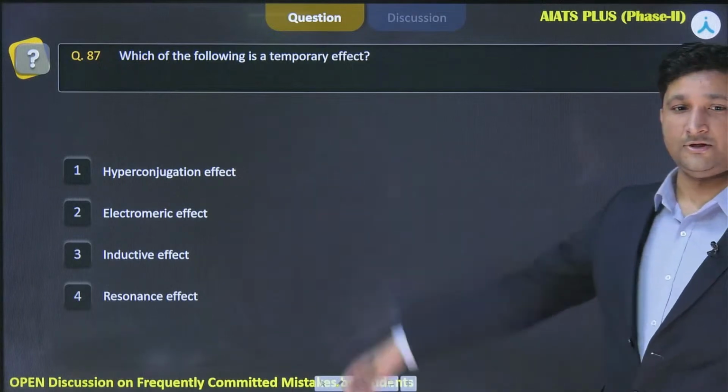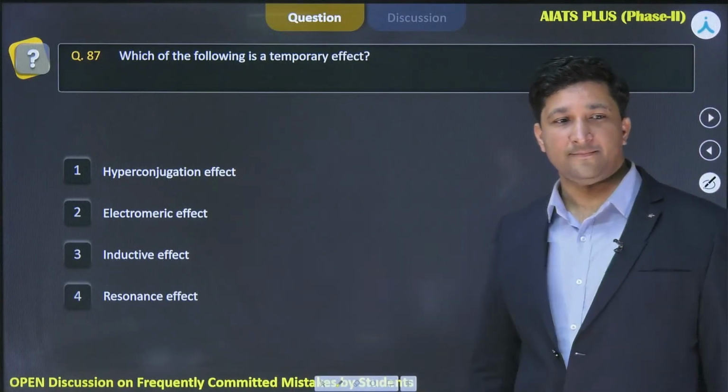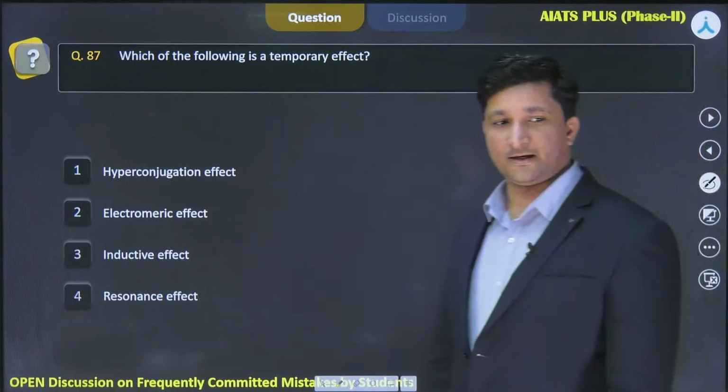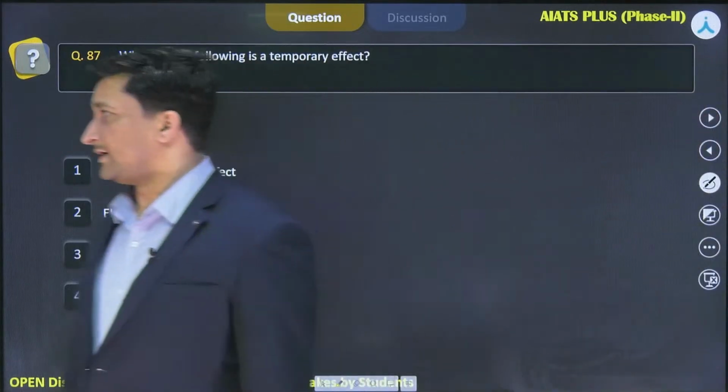Now let's come to the new question. Which of the following is a temporary effect? Hyperconjugation, electromeric effect, inductive effect or resonance effect?